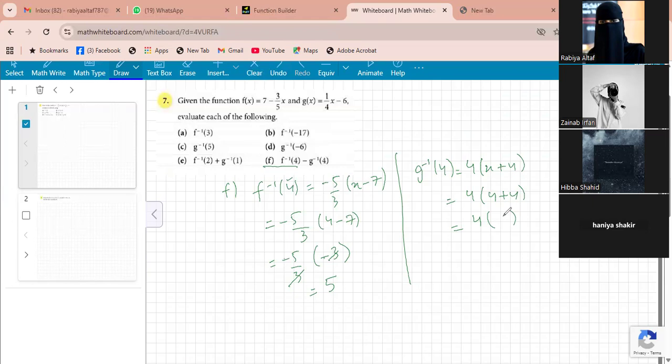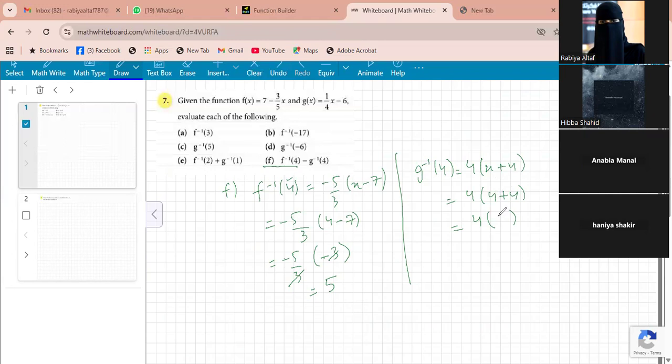Adiba, can you tell me the answer of this g inverse of 4? Solve it quickly. 4 plus 4 is 8. And then you need to multiply these two numbers to get your final answer, which is 32, right?